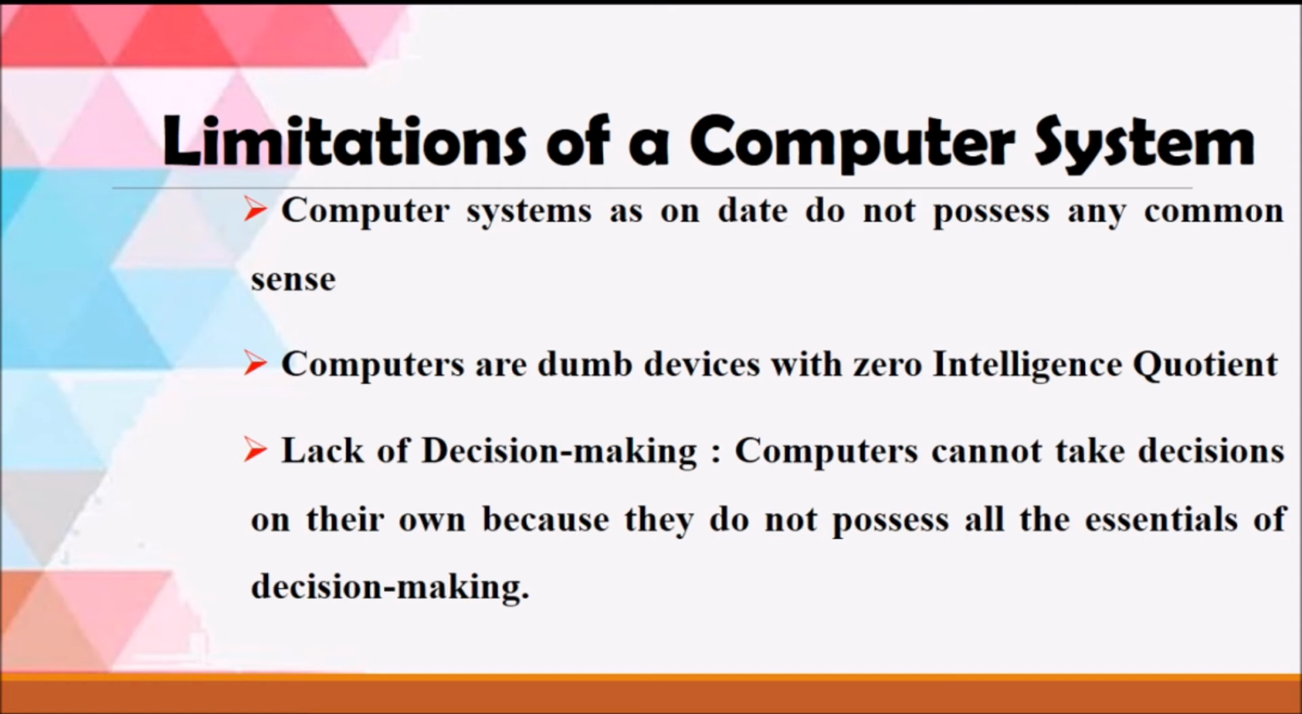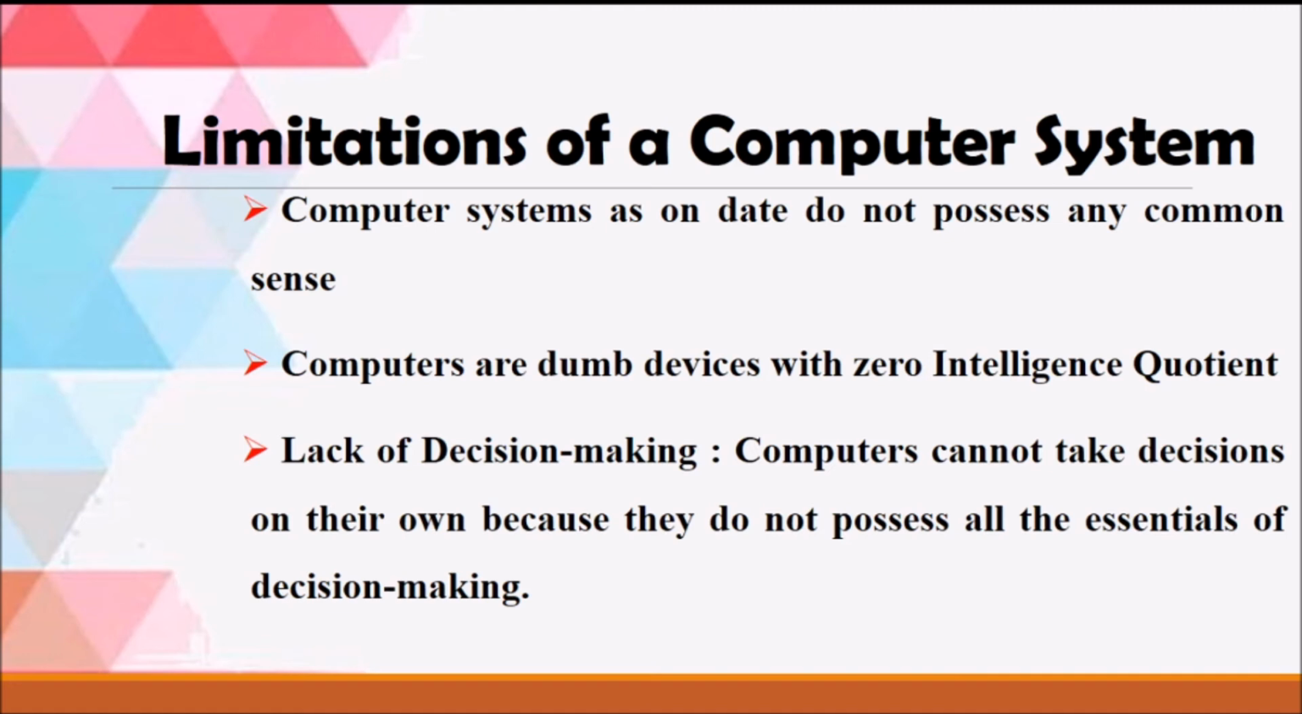Another thing: limitations of a computer system. We have a lot of positives, even though some limitations are there. Computer systems, as such, do not possess any common sense. That is the thing you have to remember. Machines do not have any common sense. They do not have any thinking ability. Even though the world has improved this much, and robots are controlling some areas of our day-to-day life, we are not able to survive in that matter.